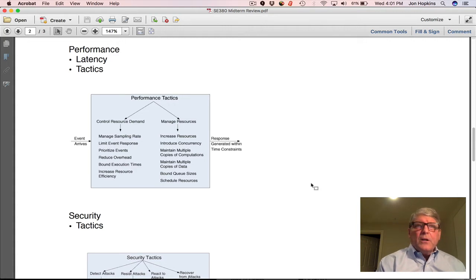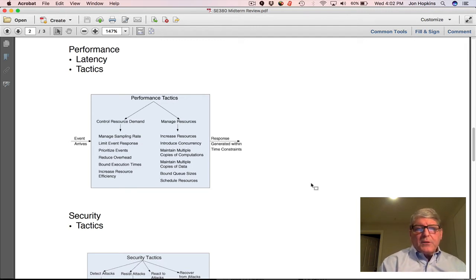But we can also think about it in terms of reducing demand. We can have lower priority events handled after high priority events. So that's prioritizing events. We can bound our execution times and say our response has to fit within a certain amount of time. So we talked about use cases as a good way of measuring between the time an event arrives in our system and the time the response is completed is basically the time box that we're looking at handling. We can also limit the event response, which is we can only handle so many events at a time. And that's a way of saying, look, I just can't handle any more. Our queue's full, and I'm going to turn you away.